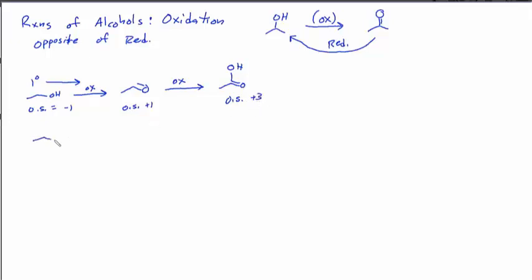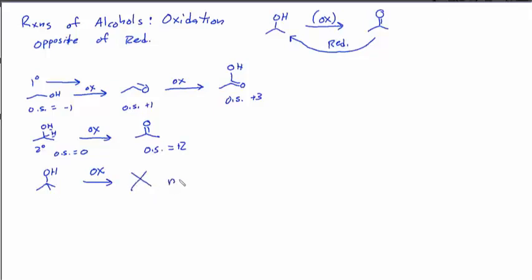We can look at a secondary alcohol, and that can be oxidized to a ketone. And again, the oxidation state here is 0, and the oxidation state here is +2. We could think, well, maybe we can do this with a tertiary alcohol as well. Remember that I said that oxidation is removal of hydrogens, and certainly we lost these two hydrogens in our secondary alcohol. There are no hydrogens that we can lose in a tertiary alcohol, so we get no reaction here.